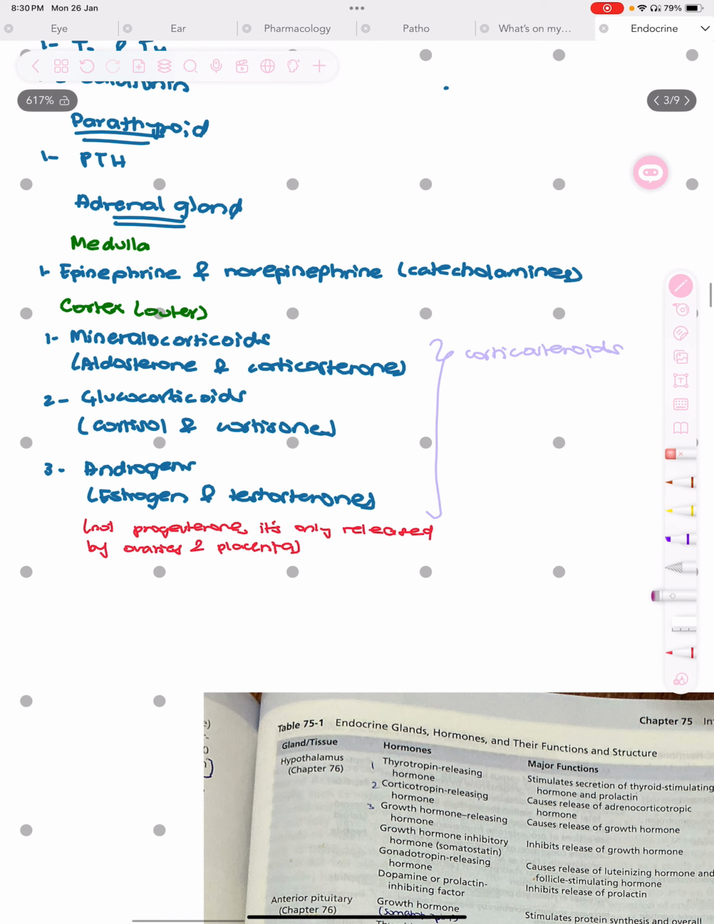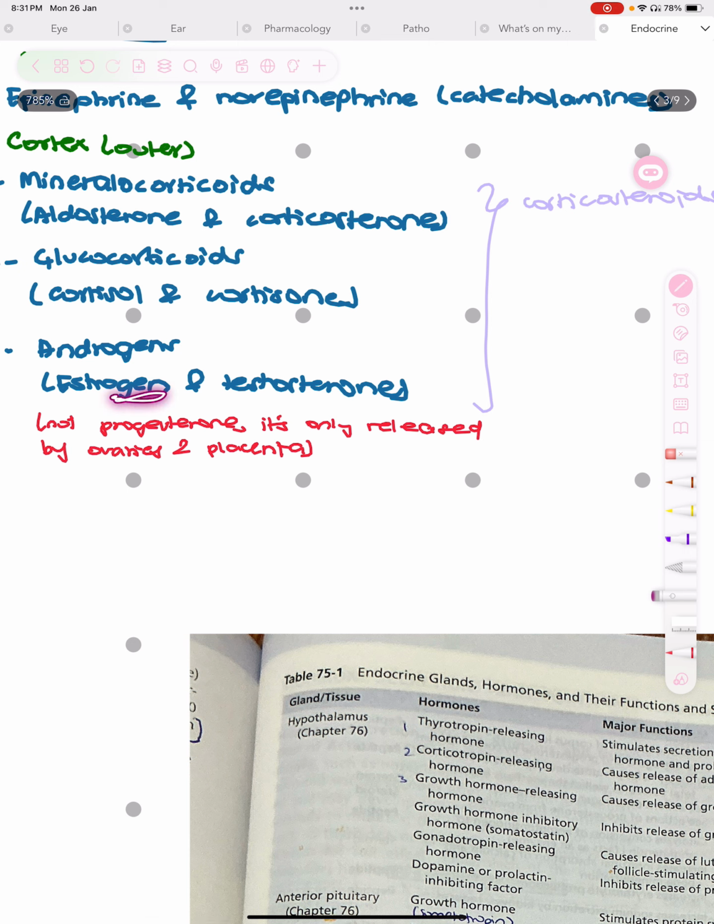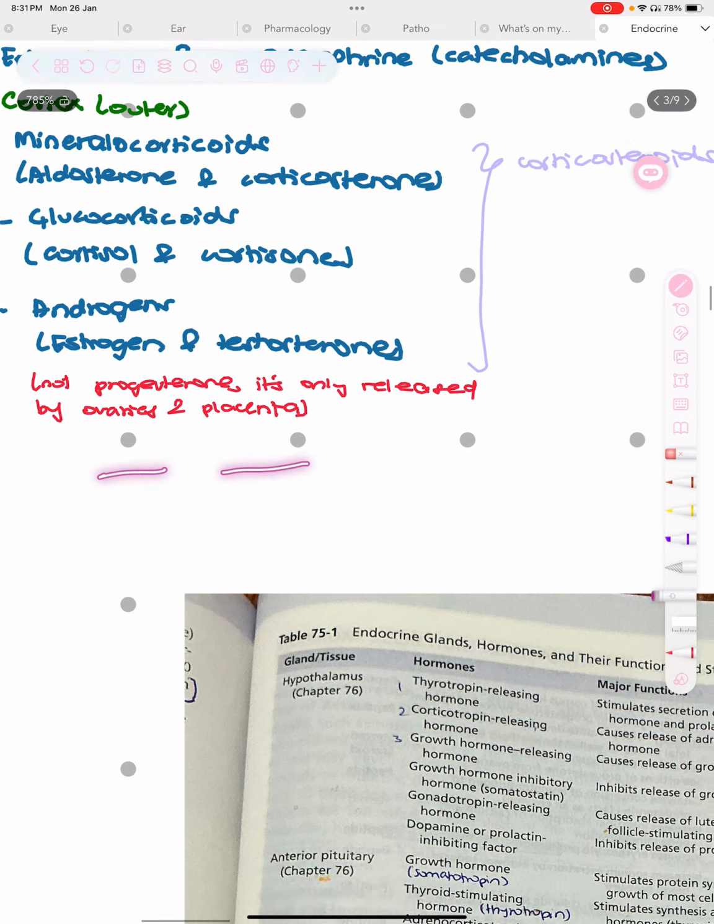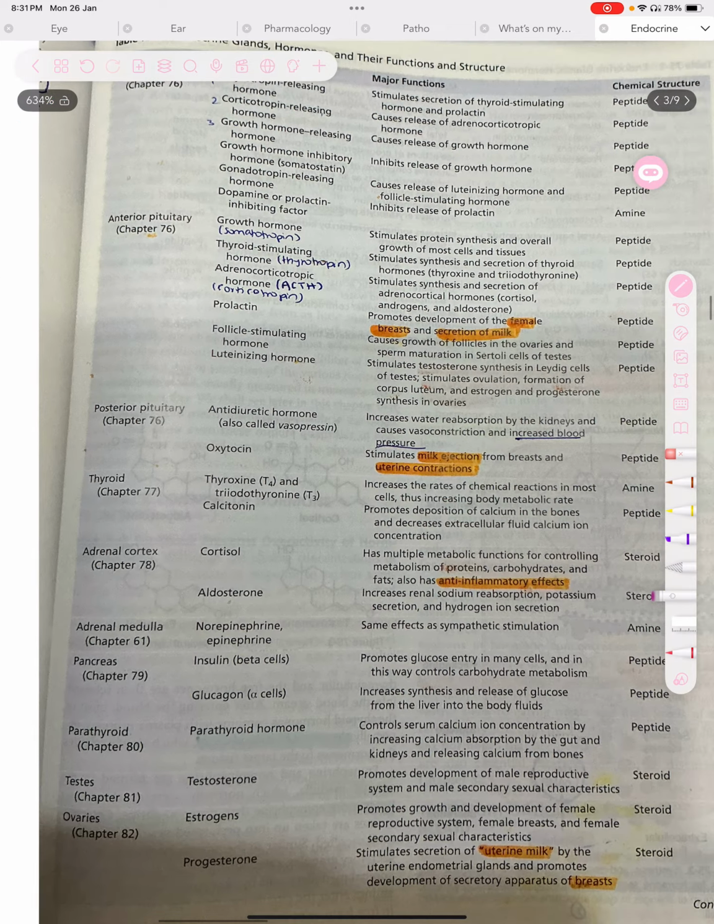But in detail, your cortex secretes corticosteroids. What are the corticosteroids? Mineralocorticoids, glucocorticoids, and androgens. Mineralocorticoids like aldosterone and corticosterone, glucocorticoids like cortisol and cortisone, androgens like estrogen and testosterone. These are classified in androgens. And why not progesterone here? Because progesterone is released by only two structures: the ovary and the placenta. We'll talk about them as well.